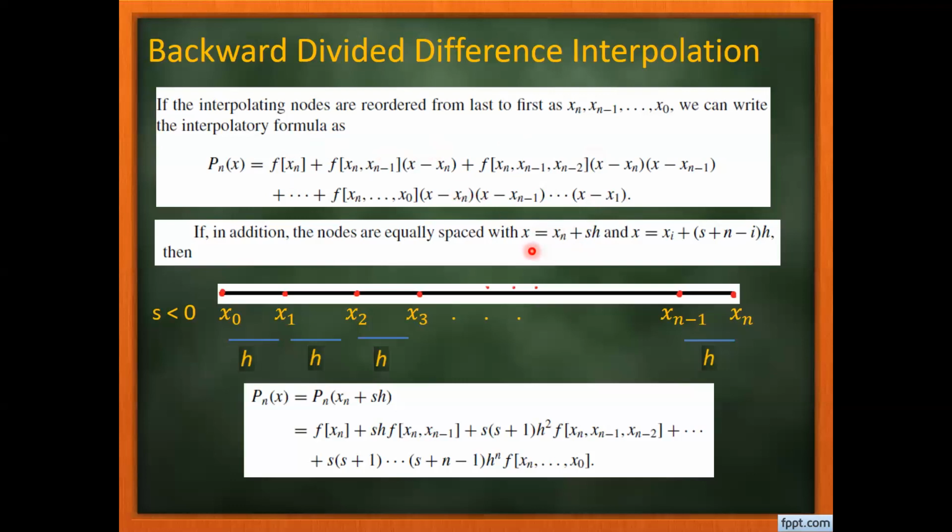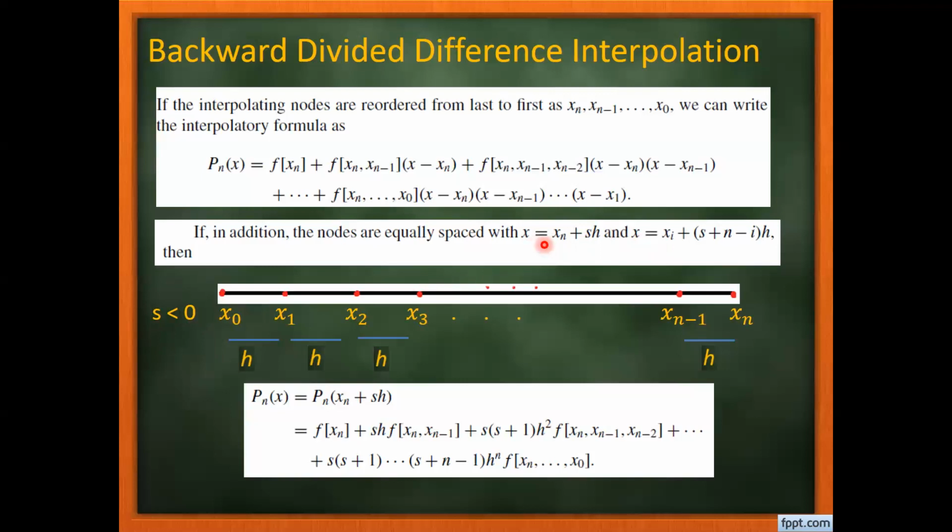Now, once again, I'm going to express any x as xn plus sh. Now, you might have a doubt: why not xn minus sh? But it doesn't matter. For simplification and going according to the book, it doesn't matter, because in this case the value of s will be negative. So that is equivalent to xn minus sh. You can see here I have written down s is less than 0.